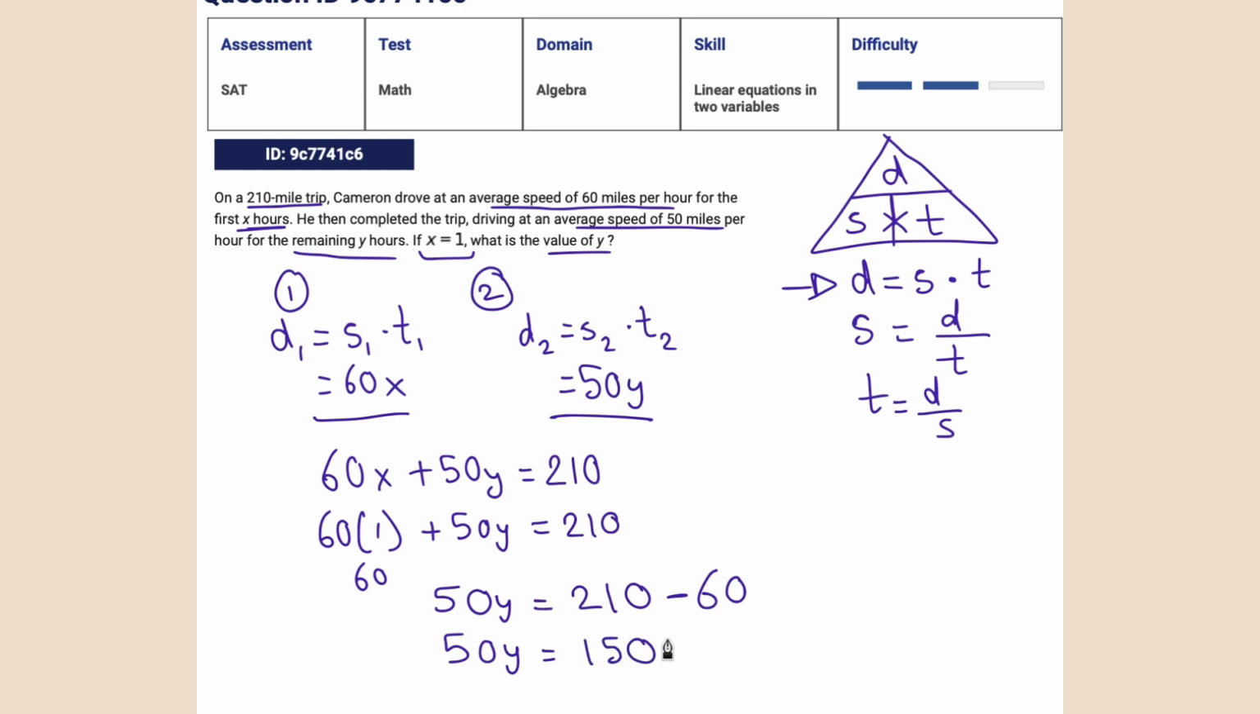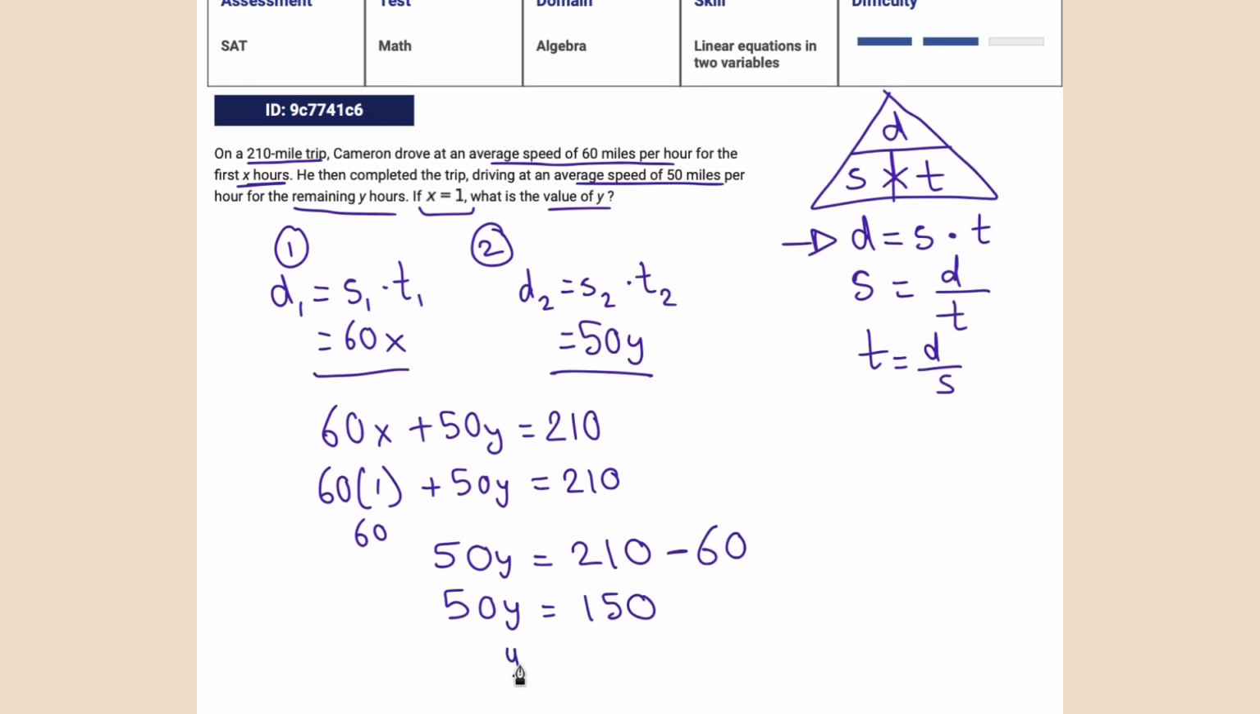So that's going to be 50y equals 150. And now y equals 150 divided by 50. Since it's multiplying here, it's going to divide here. This is going to be 3, right? Cancel the zeros, 15 divided by 5 is 3. So the remaining y hours is equal to 3.